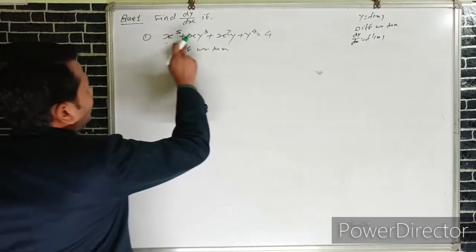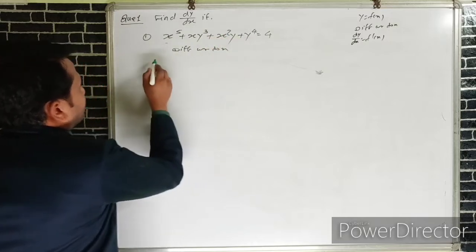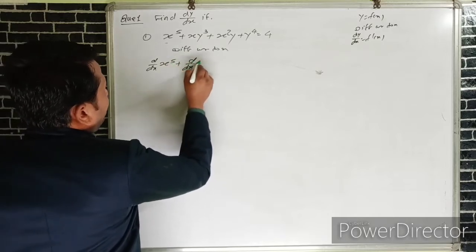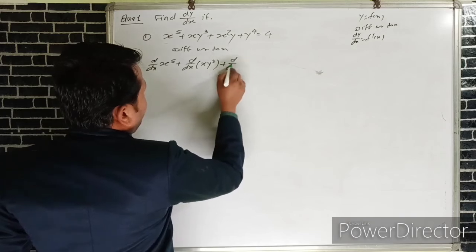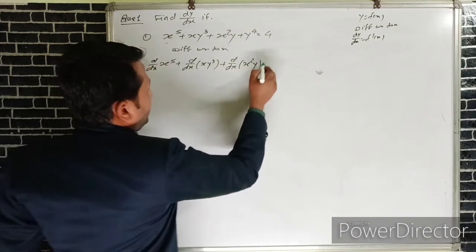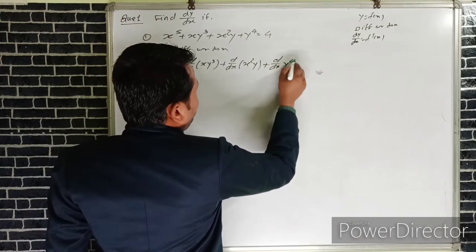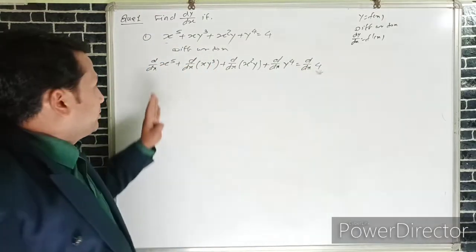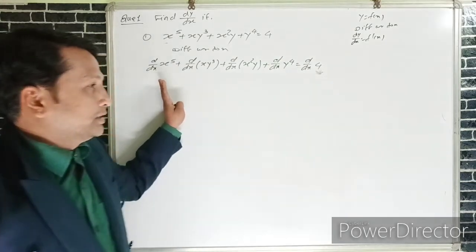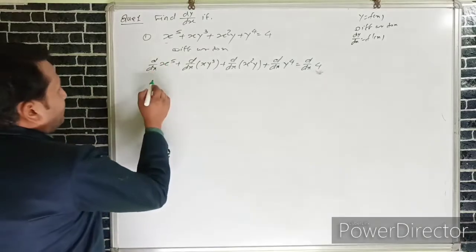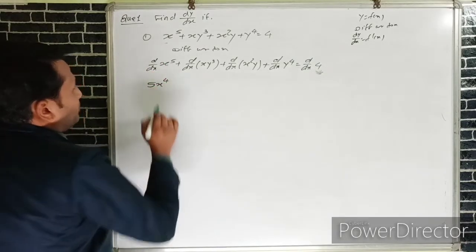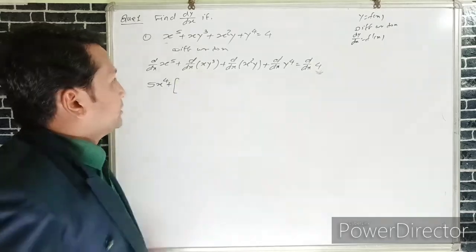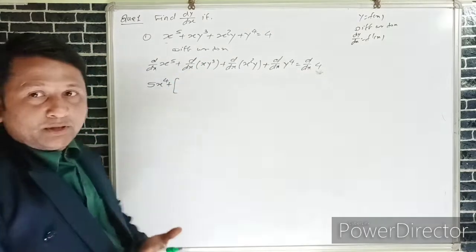After differentiating, we can take the derivative of every term separately. Hence we can write the derivative of x raised to the power 5, plus the derivative of x into y cube, plus the derivative of x square into y, plus the derivative of y raised to the power 4, is equal to the derivative of 4. We know that the derivative of x raised to the power n is n into x raised to the power n minus 1. Hence the derivative of x raised to the power 5 is 5 into x raised to the power 5 minus 1, which is 4, plus we can apply here the product rule: the derivative of u into v is u into dv by dx plus v into du by dx.